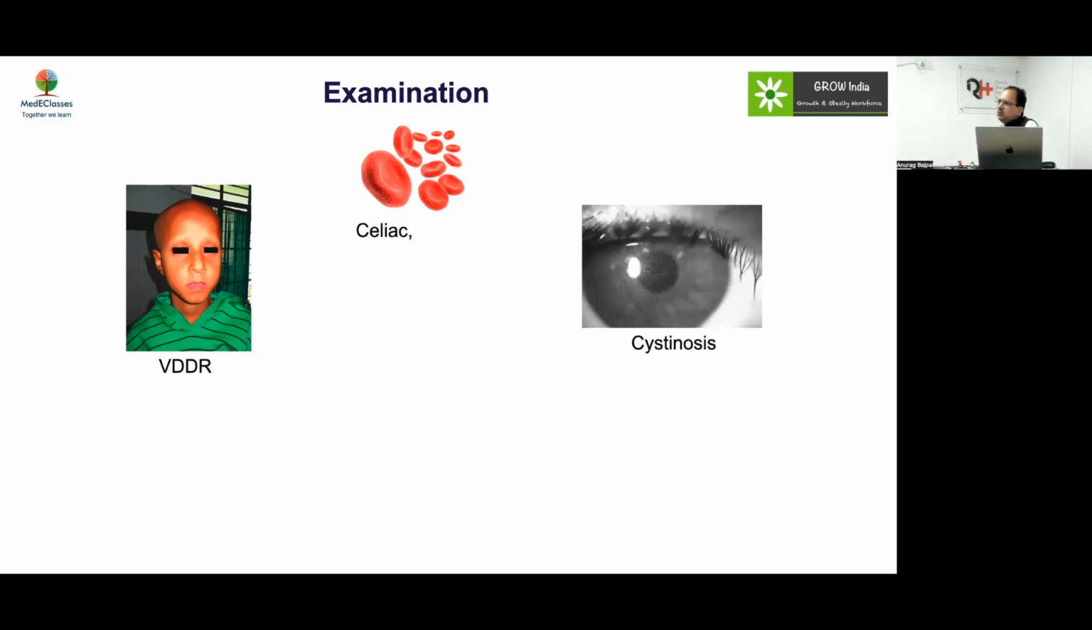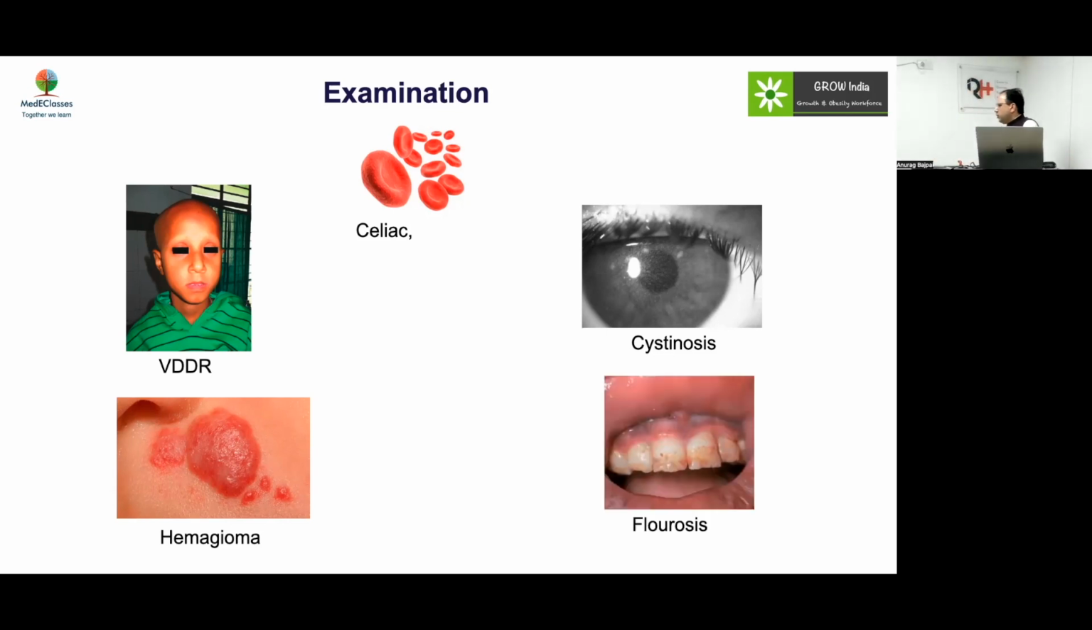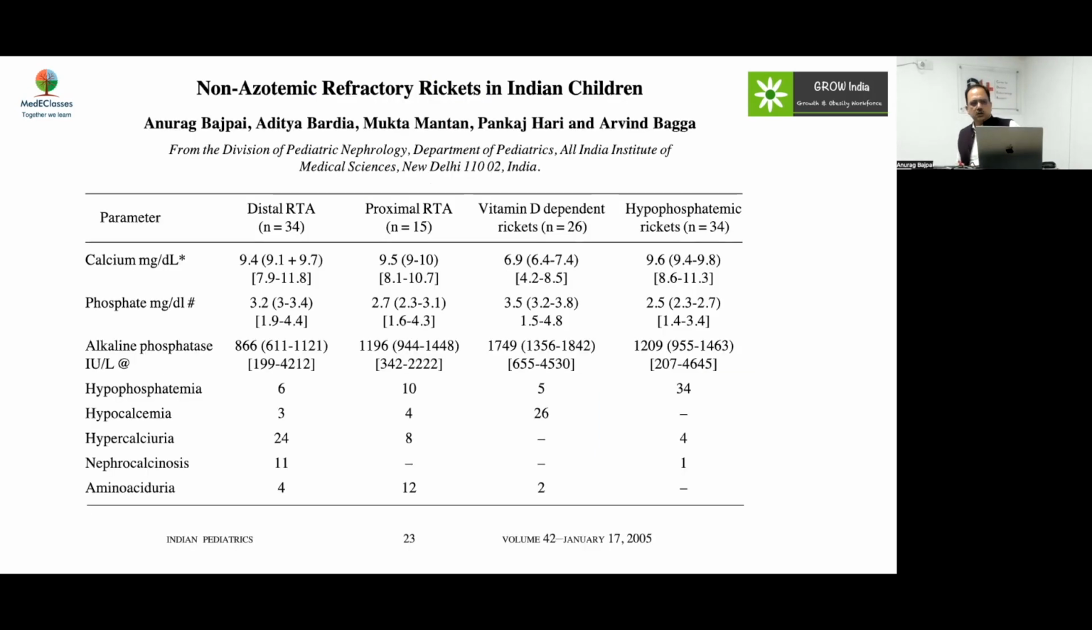Look at the eyes for crystals, and this could be an indicator of cystinosis. Hemangiomas are important because they may secrete FGF23, and if you remove those tumors, your rickets will improve. That will be an important thing. And of course, if there is mottling of teeth, think of fluorosis as a possibility.